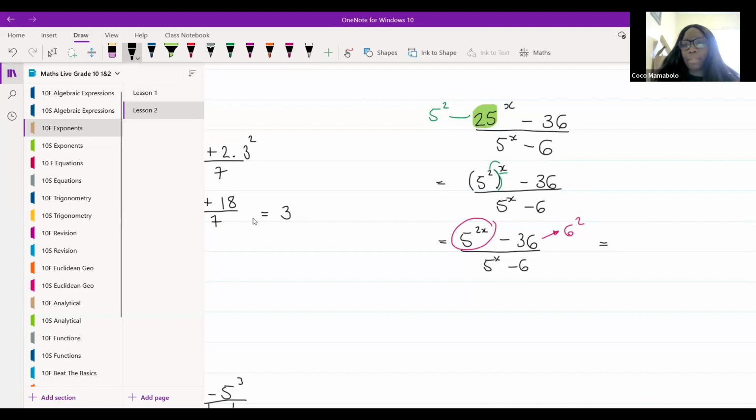5 to the power of 2x, I can't go 5 to the power of 2 times 5 to the... 5x times 5x. Yes, good.